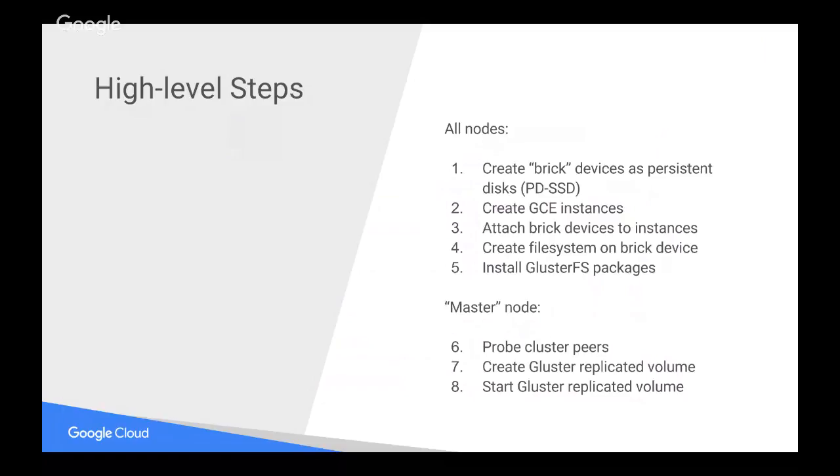Then we're going to denote one node as the master. It's not a strict master, as there is no concept of this within Gluster. It's just that for our purposes, there are some steps we only need to do on one of the nodes, which we're going to call the master. We're going to probe the other peers in the cluster just so it's aware of them and has them in its registry. We're going to create this replicated volume, which spans all 3 of the nodes. And then we're going to start that volume. And at that point, we should be good to go.